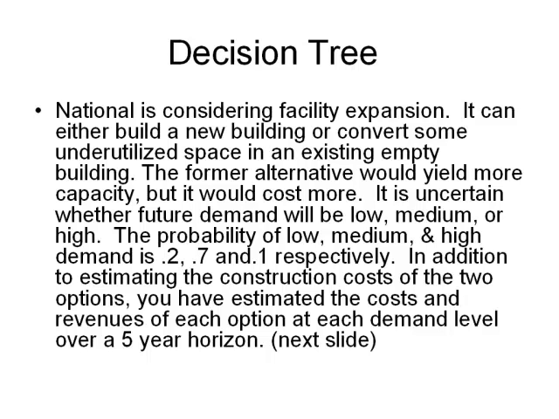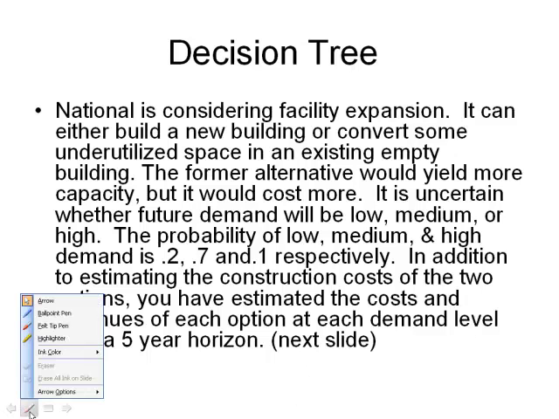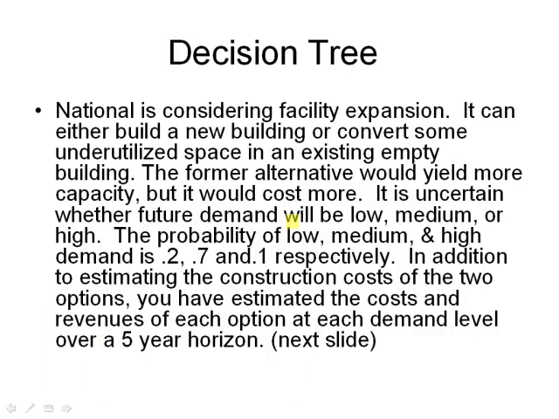So here's an example of a facility expansion problem that we might approach with a decision tree. We've got a company that's considering expanding their facilities, and they've got a couple of different options to allow them to do so. One option is to build new space. Another option is to convert some existing space. Building will give them more capacity, but it's also going to cost more.